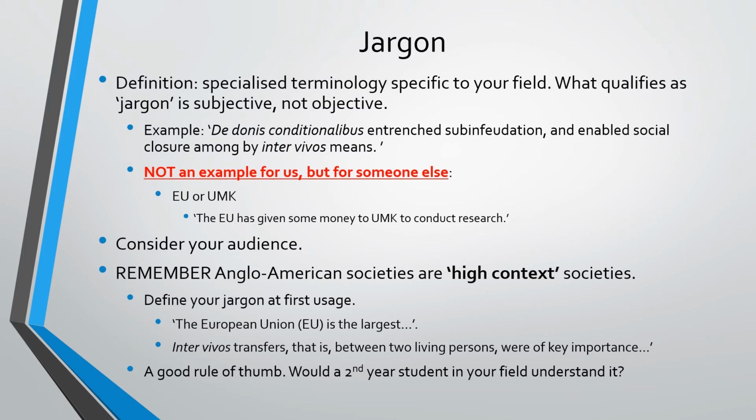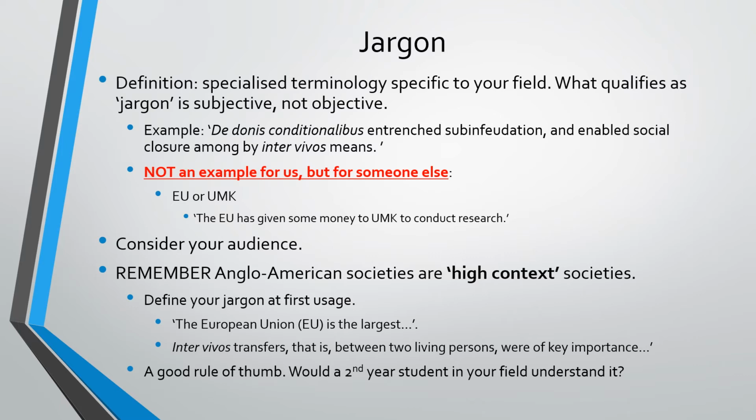If we're trying to define a term that can't be made into an acronym, for example, the Latin term inter vivos that we often use in discussing the medieval economy, then the tendency in English is to put in this phrase, that is, and then a definition between commas. So inter vivos transfers, that is, between two living persons, were of key importance. And so this is a very typical construction. We have the vocabulary term comes first, and it's immediately followed by that is, which used to be written i.e., id est, Latin, and then the definition.